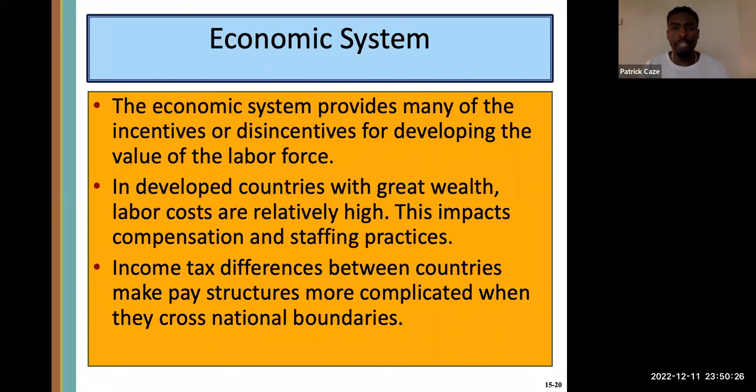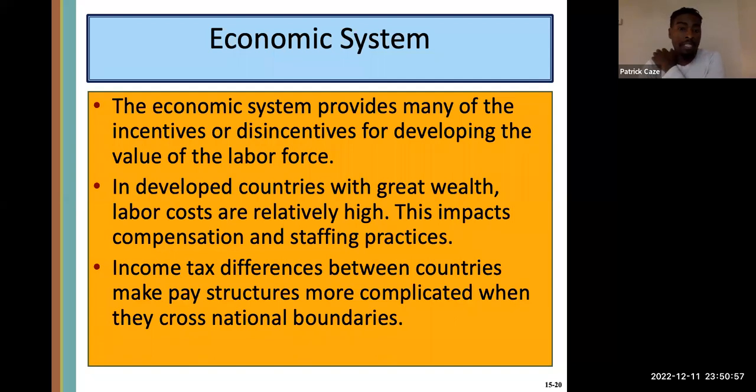The economic system provides many incentives or disincentives for developing the value of the labor force. In developed countries with great wealth, labor costs are relatively high. This impacts compensation and staffing practices. Income tax differences between countries make pay structures more complicated when they cross national boundaries. Excuse me. So pay is a big issue, right? And depending on what city you're working in, the labor cost is going to be super high, right?